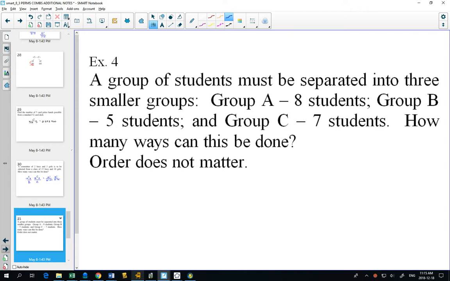Okay? There's 3 decisions that need to be made. You need to decide who's going to be in group A. How many choices would you have for the people being in group A? There needs to be 8 students. Order doesn't matter. You have 20 students in total. You need to choose which 8 go into group A. Mainly calculator, yes, unless the numbers are small.